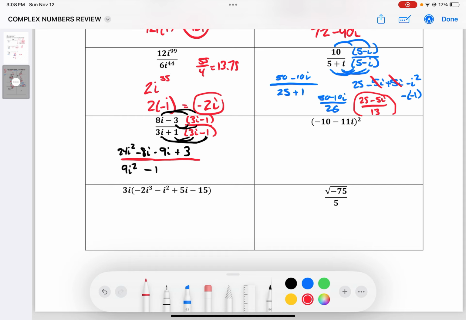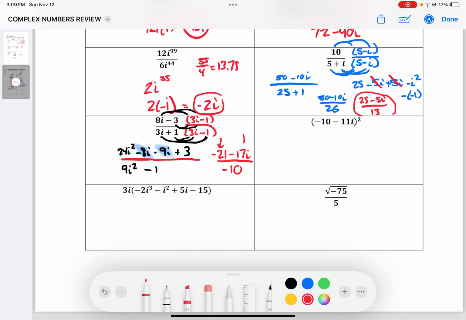All right, I want to do a few things in one step here. First of all, I want to combine the like terms. So on the top, we got negative 8i minus 9i, which is negative 17i. i squared is negative 1, so it's going to be negative 24 plus 3, which is negative 21 minus 17i. On the bottom, i squared is negative 1 again, so we'll get negative 9 minus 1, which is negative 10.